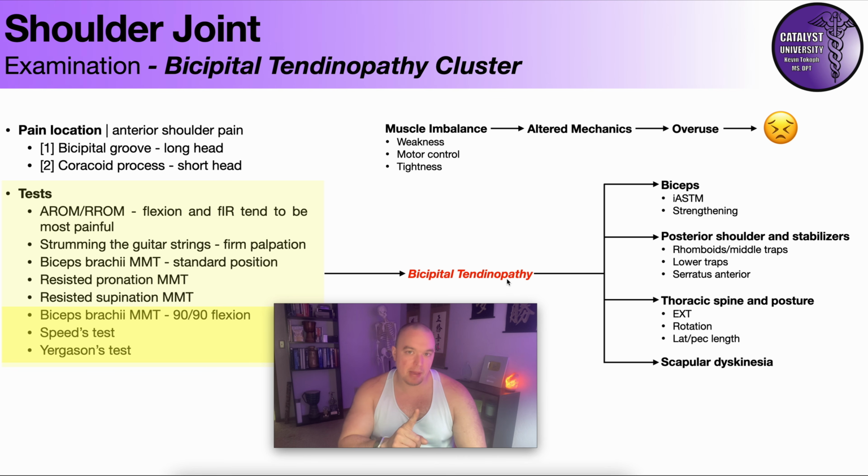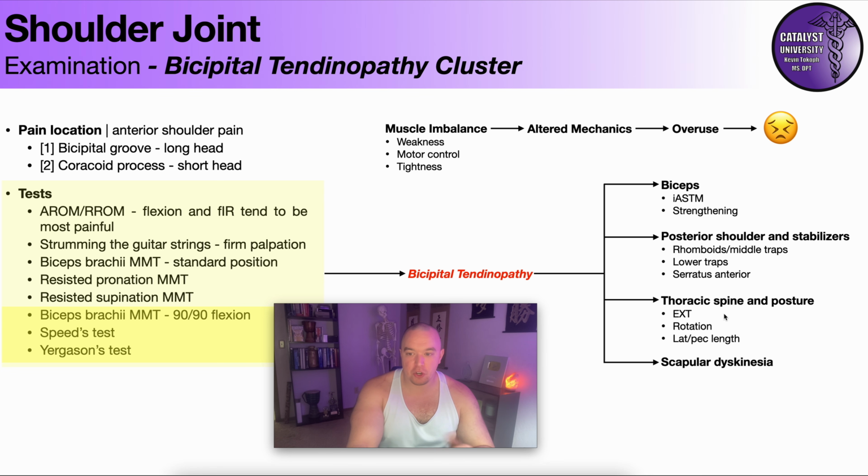The one exception, and probably the one reason why we might want to know it's a bicipital tendinopathy and where exactly that tendinopathy is, we'll cover at the very end of this video. But let's go over these right now just very basically. Posterior shoulder and stabilizers: rhomboids, middle traps, lower traps, serratus anterior. If it's a weakness, which is most likely what it is, but it could be a motor control issue or significant muscle tightness, go after that.